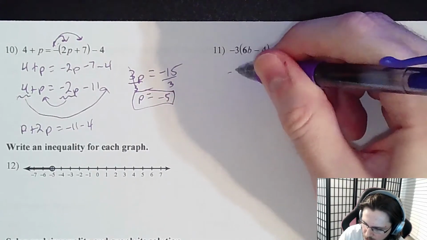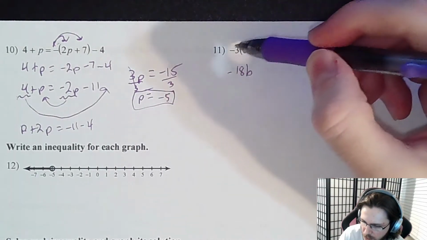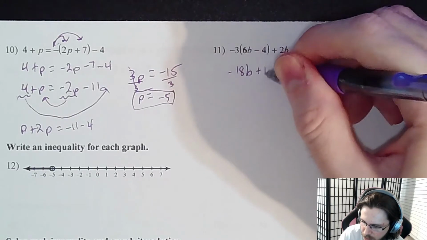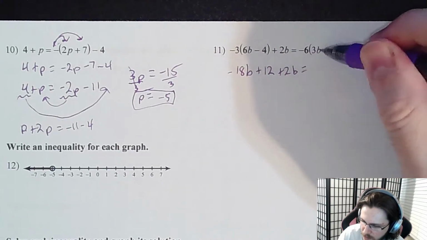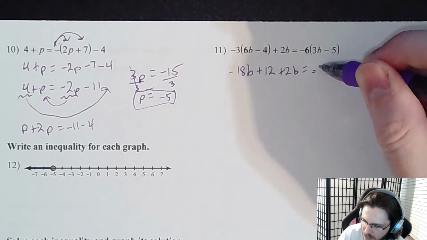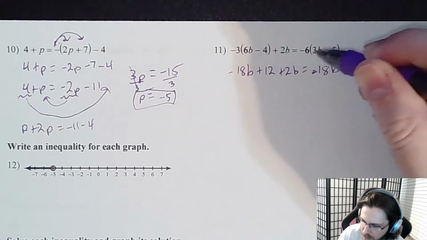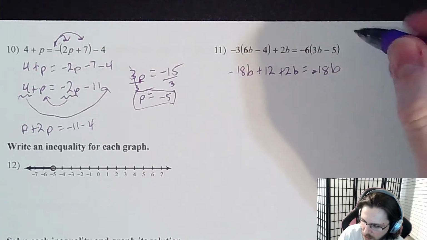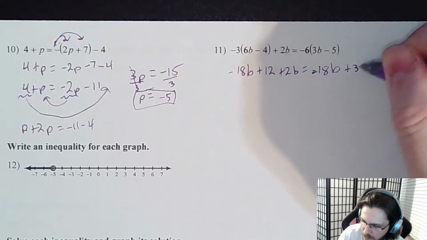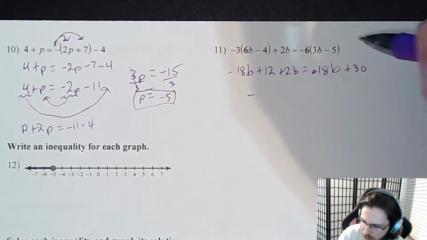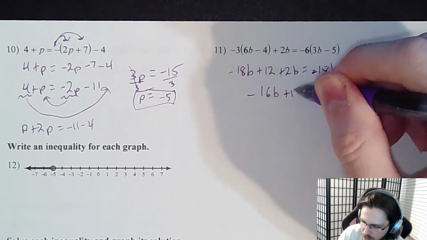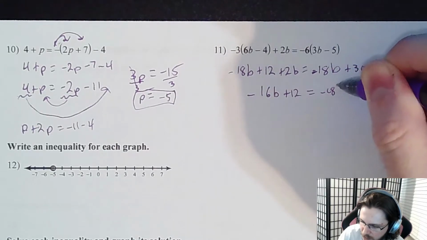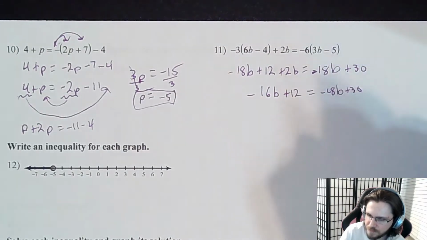-3 times 6 is -18b. -3 times -4 is +12. Add the 2b again, equals -6 distributed is -18b, -6, and the -5 is +30. Add those like terms, you're going to get -16b plus 12 equals -18b plus 30.